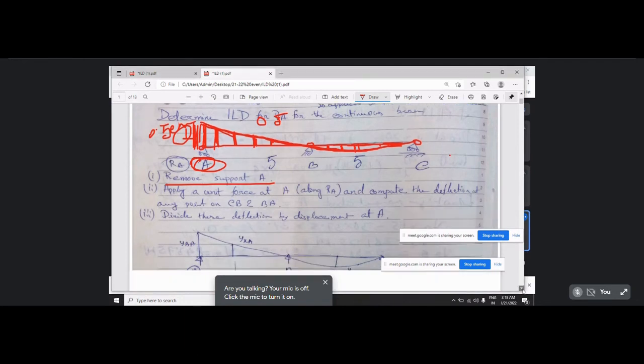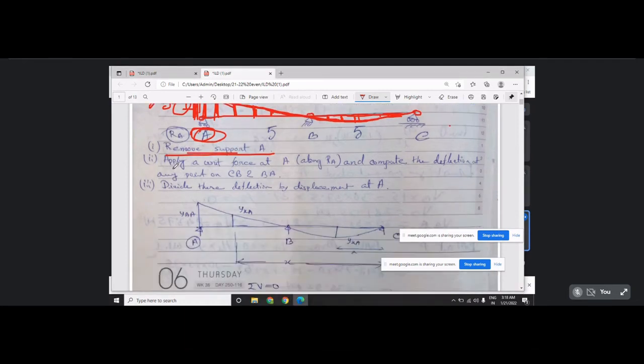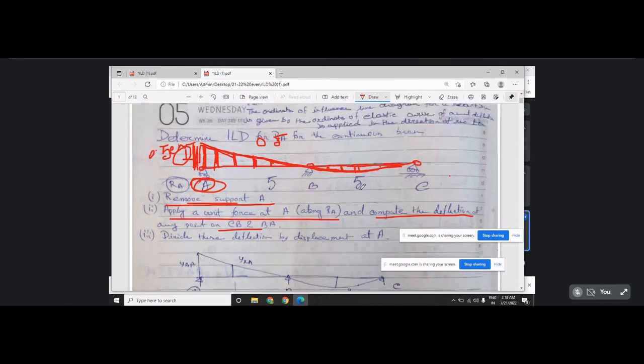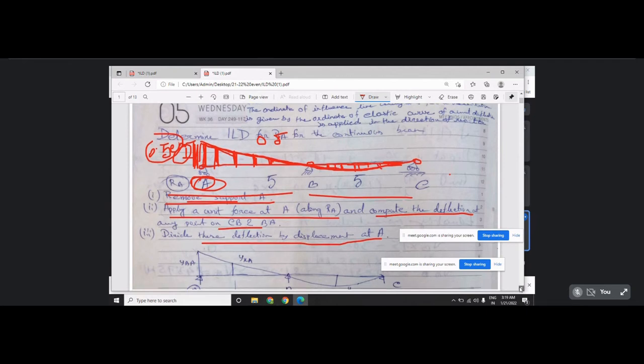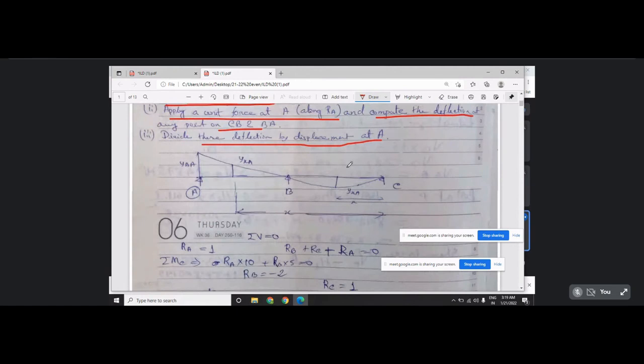So first remove support A, apply a unit force at A along RA, and compute the deflection of any point on CB and BA. Okay, so compute the deflection on this BC and BA, this support. Now divide the deflection by the displacement at A. Whatever the deflection comes, like 0.5 centimeter, you have to divide it by the deflection quantity at A.